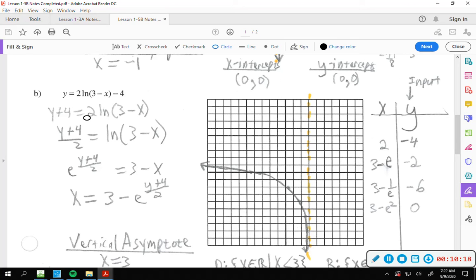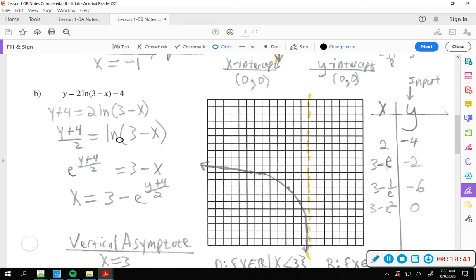But we have to divide by 2 before we can undo the natural log. And sometimes students forget to do this. The easiest way that I can explain it is before we can eliminate the natural log, we must have a natural log and an argument only on one side of the equation.